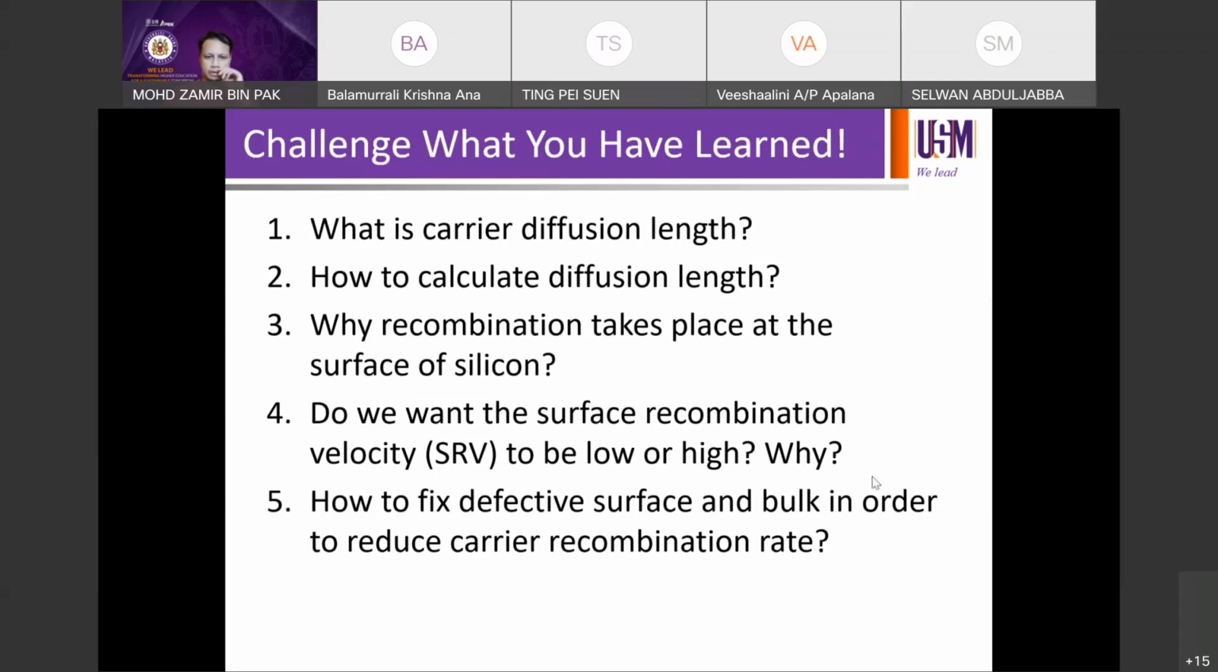Do we want the SRV to be low or high? Why? So do you want your SRV to be high or low? Low, right? Good. We want it to be low. Why do we want it to be low? What does it mean when you say your SRV is low? Apa maksudnya? How does it make sense? So remember, you want to give meaning to the numbers. How does it make sense? Kenapa kita nak low?